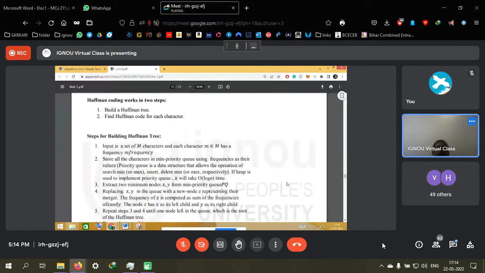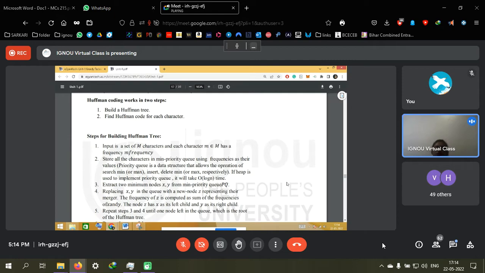So Huffman coding is done in 2 steps. The first is to build a Huffman tree, then find the Huffman code for each character. How can you build a Huffman tree? Here are the steps for building a Huffman tree. Input is a set of n characters, and each has a frequency. Store all the characters in a minimum priority queue using frequency as their value.